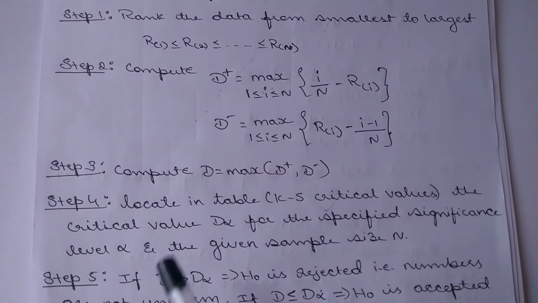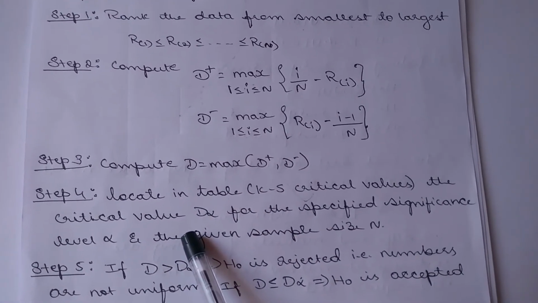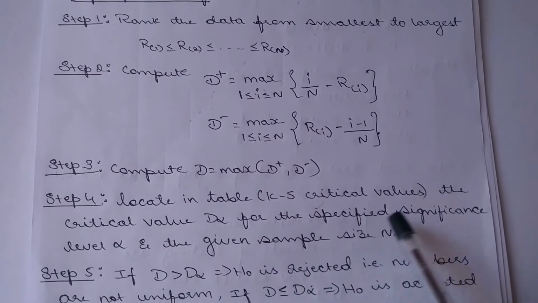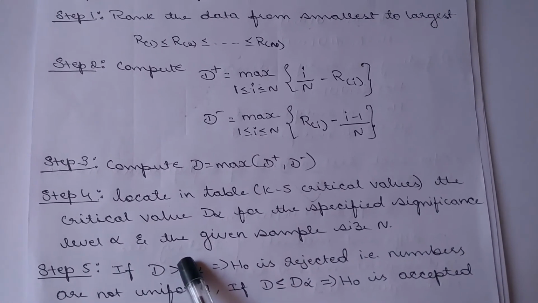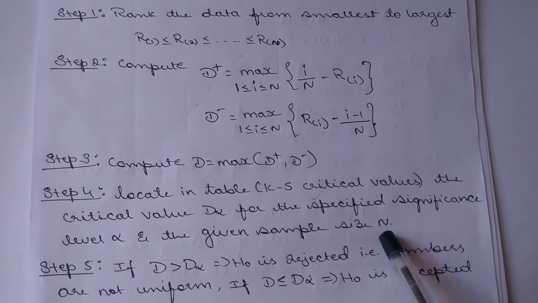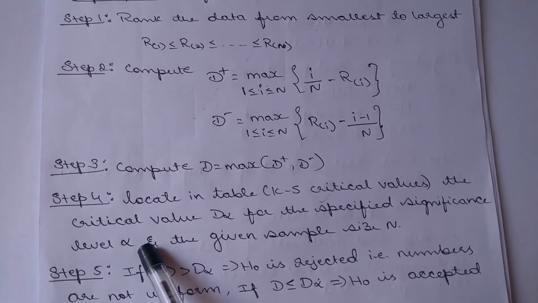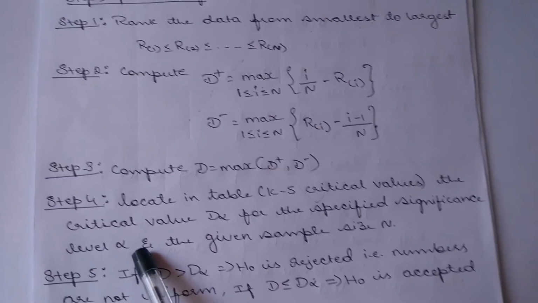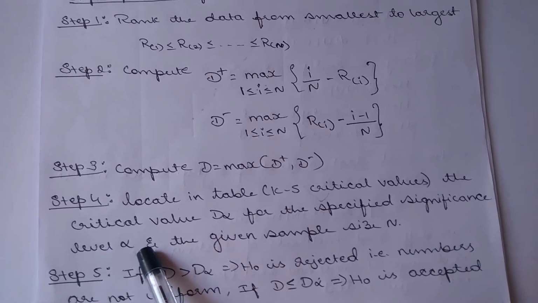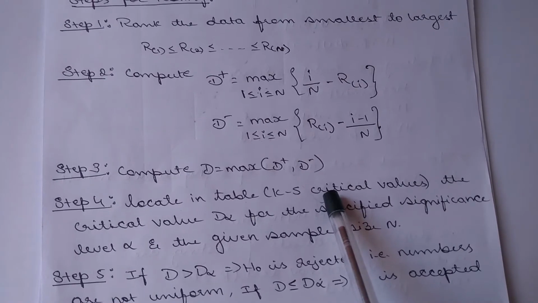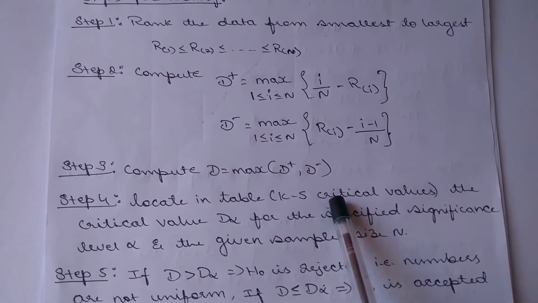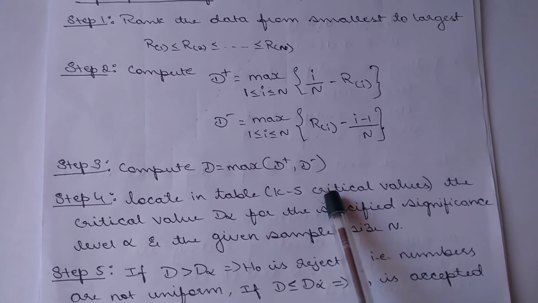We have to take the critical value, that is D alpha, for the specified significance level alpha and the given sample size N. Always alpha will be given in the question. For this alpha, you have to find the critical value. This critical value can be found using the KS critical values table. The table will be provided for you. From that table, we take this value and see the D alpha value.